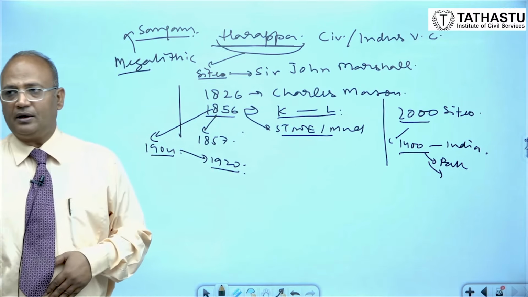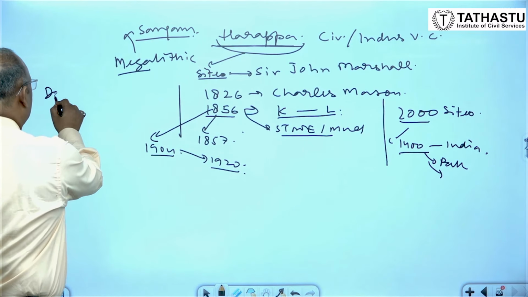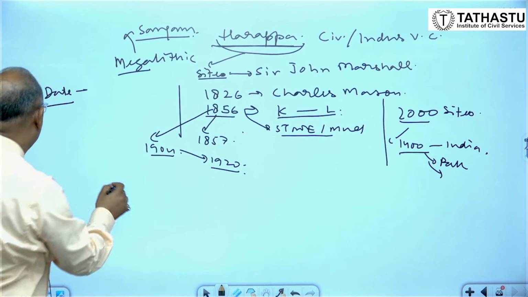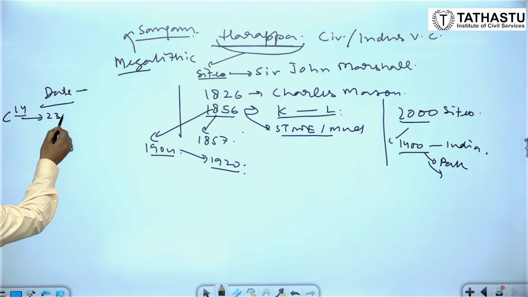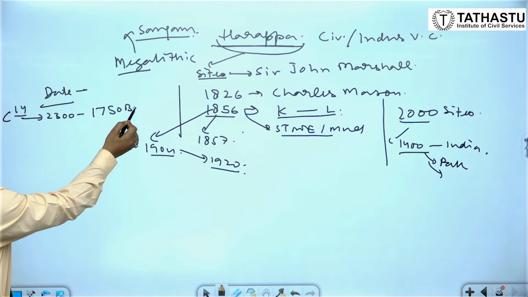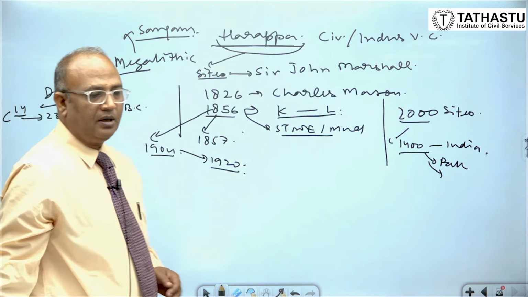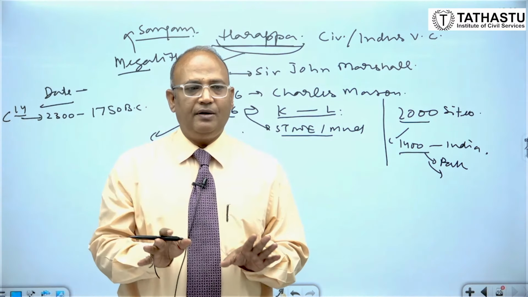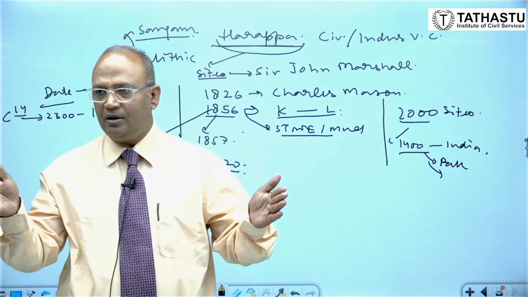After discovering this, a question started: what is the date of this civilization? With the help of carbon dating 14, we discovered that the period is 1750 BC. Different historians were telling different periods, but with carbon dating 14, all the historians finally agreed that the civilization existed in this period.